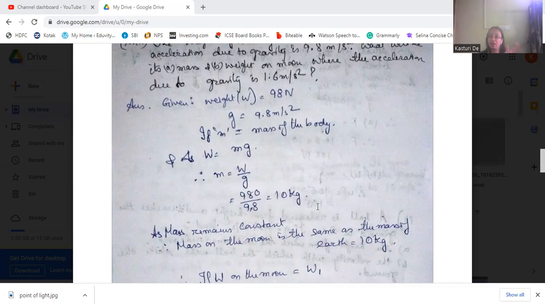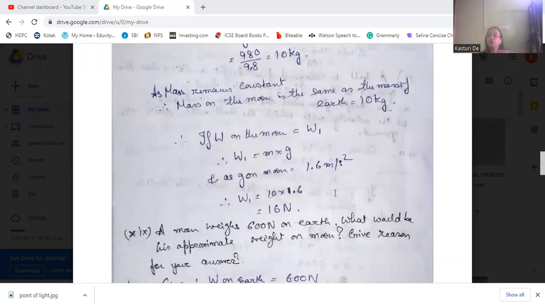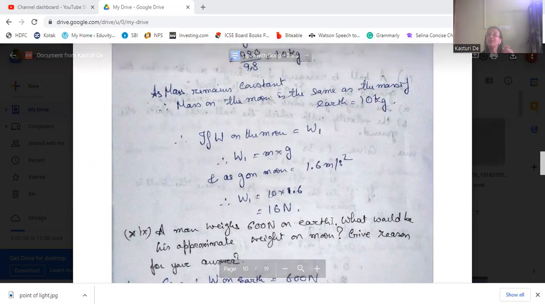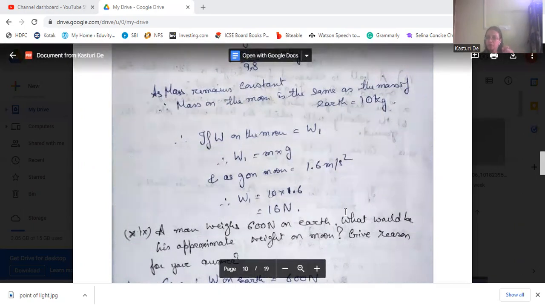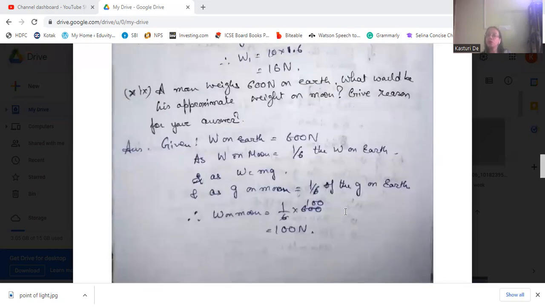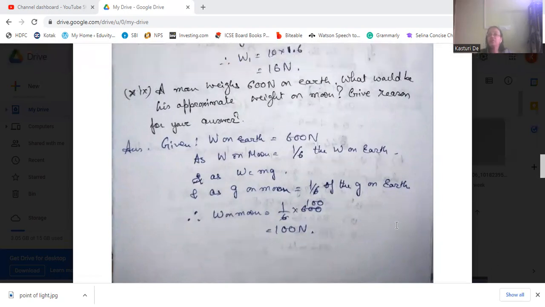Now we know the mass. The mass is constant everywhere. Weight only differs due to the gravitational force. Now on the moon, we see the gravity becomes 1.6. So here the weight will become mass into gravity, that is 16 Newton. Clear? Now a man weighs 600 Newton on the earth. What will be his approximate weight on the moon? Give reason for your answer.